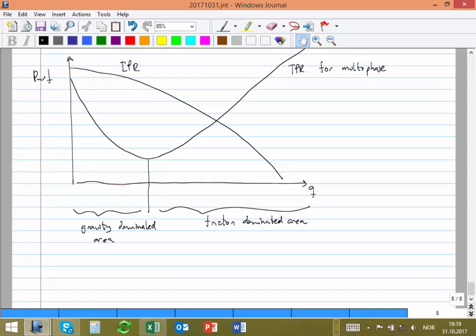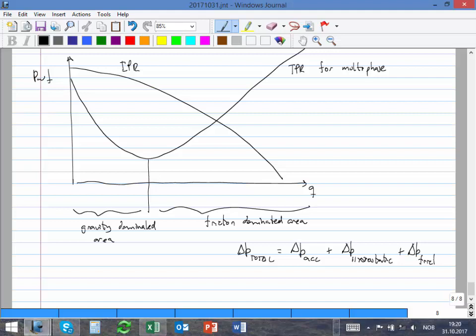You remember that the total pressure drop is usually a sum of delta P acceleration plus delta P due to hydrostatic plus delta P due to friction, right? Let's neglect the acceleration for a moment and look at these two. The friction will increase if I increase the rate, because you have velocity squared someplace. So it makes completely normal sense that this goes up here. But what happens with the hydrostatic?